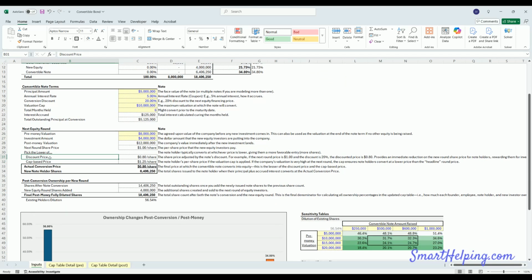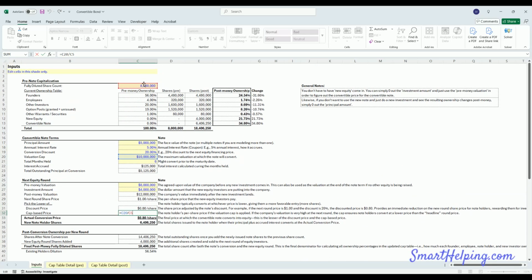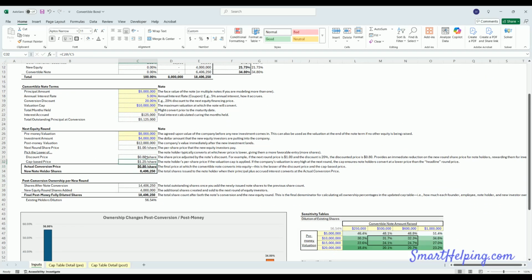So you've got a discount price. This discount price is based on the discount rate here, and you can see we're discounting this share price based on the pre-money valuation by this discount amount. Then they could either convert at that price or the cap-based price, which is just taking the valuation cap that was defined against the fully diluted shares before the raise. Whichever is lower they get, obviously the lower price per share means they get more shares. So you pick the lower one, in this case 80 cents.